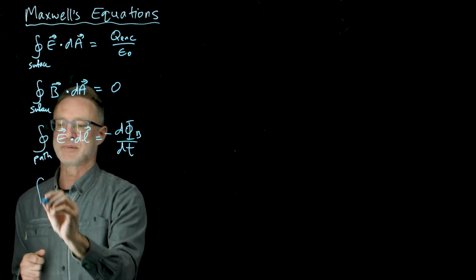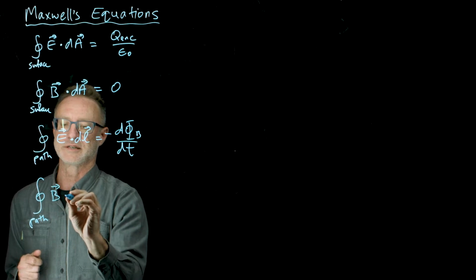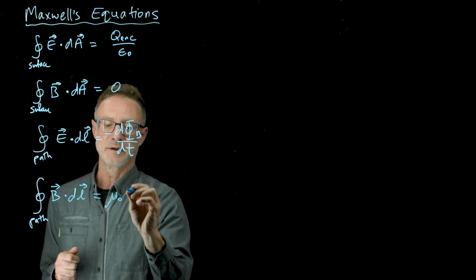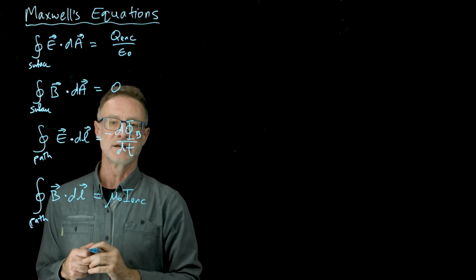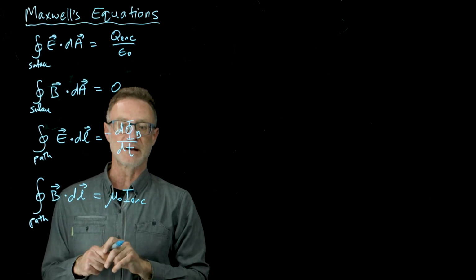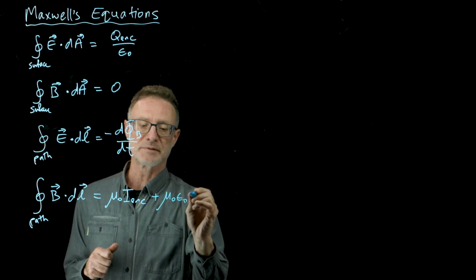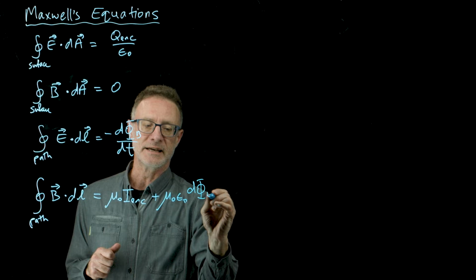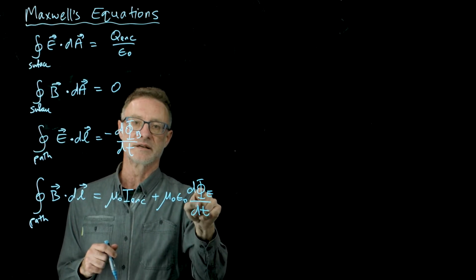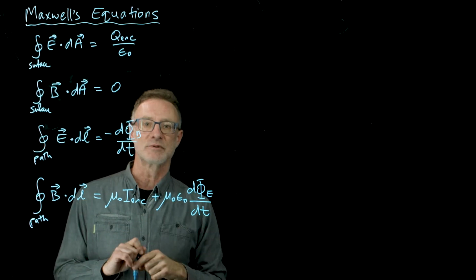And finally, we have the path integral around a closed path of the magnetic field, B dot dl, and that has 2 terms. The first one is Ampere's law, mu naught times the enclosed current, and that tells us that if you have a current, you'll generate a magnetic field in circles around it. But there's a second term which Maxwell himself added, which is mu naught epsilon naught d phi E dt. And that tells us that if you have a changing electric flux, such as when you're charging up a capacitor, you're going to generate a magnetic field in loops around it.